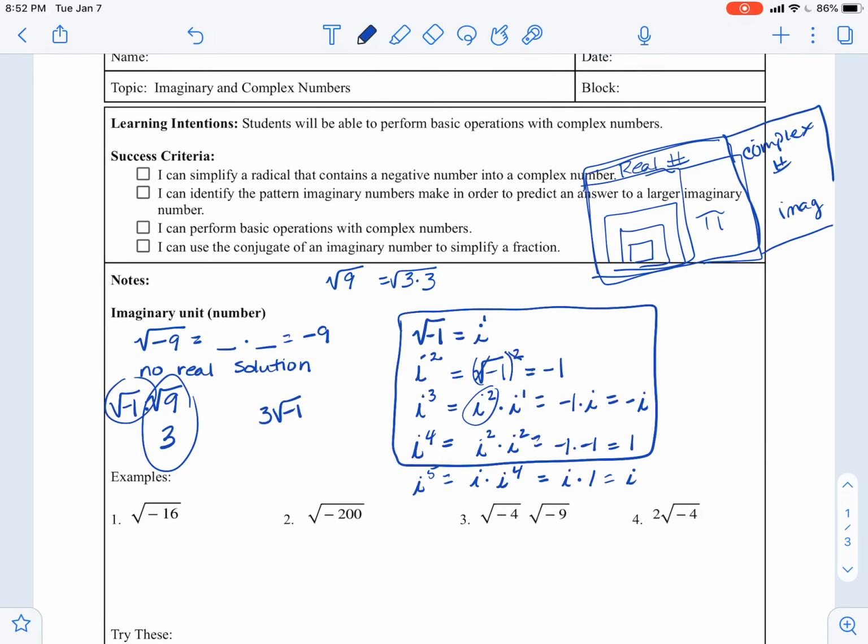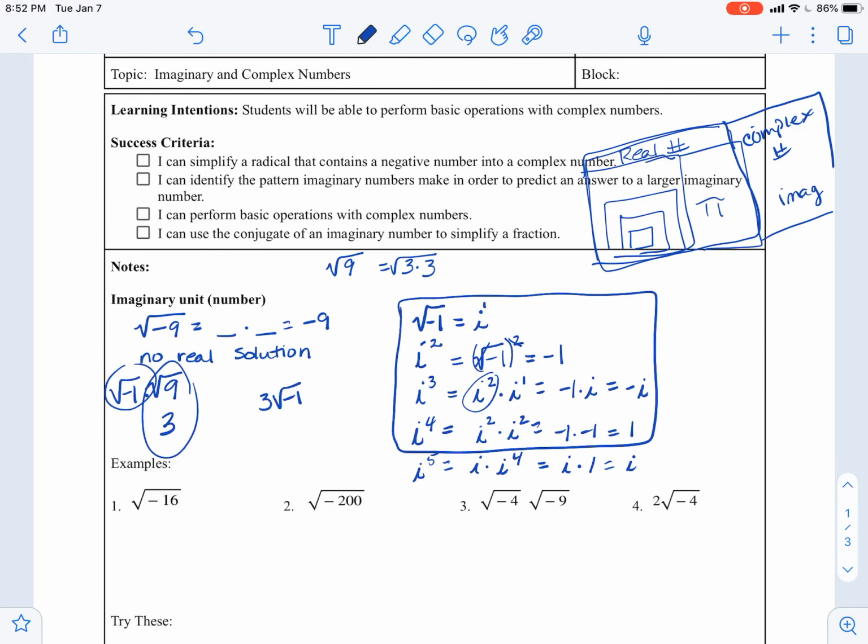So I'm going to rewrite this a little bit neater, and I'm going to say i is the square root of a negative 1. i squared is a negative 1. i cubed is a negative i. i to the fourth is 1. And that piece right there you need to know, okay? Whether it's a memorization or know how to compute it yourself, but that is something you need to know, okay?